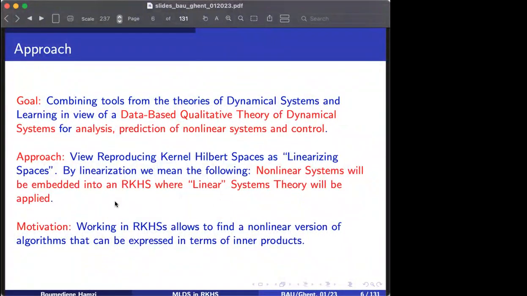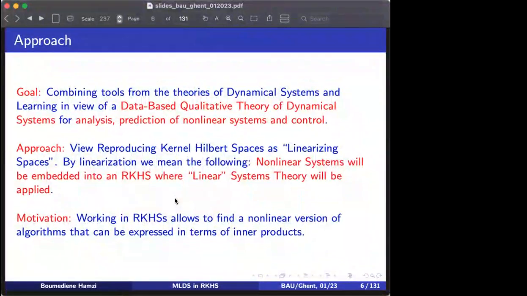And the main motivation, but it's not the only motivation, is that working in reproducing Kernel Hilbert spaces allows us to find a nonlinear version of algorithms that can be expressed in terms of inner products. So in spirit, this seems similar to what people did in quantum mechanics. And I think there is some flavor there.